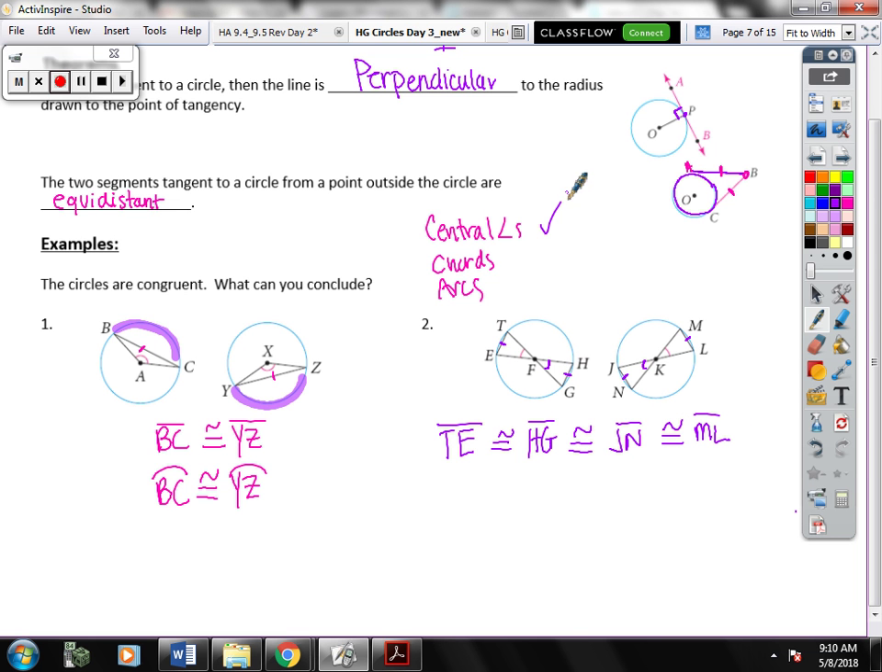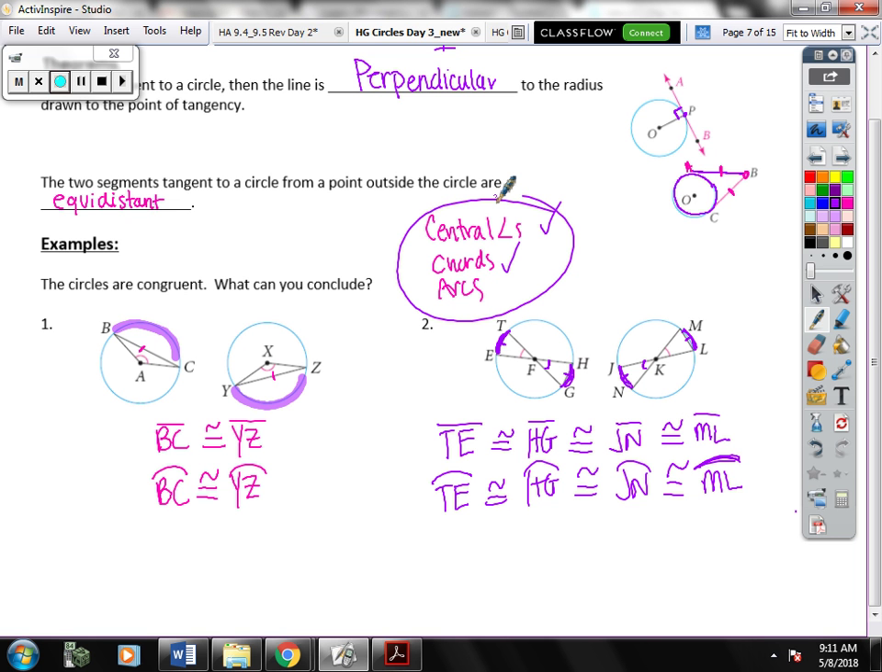So we have central angles, we have chords, now we can attach our arcs, which is going to be the same letters. Arc TE will be congruent to arc HG, which will be congruent to arc JN and ML. So the 3 things you need to remember are central angles, then chords, then arcs. If you're given any of these 3, you can list the other 2.